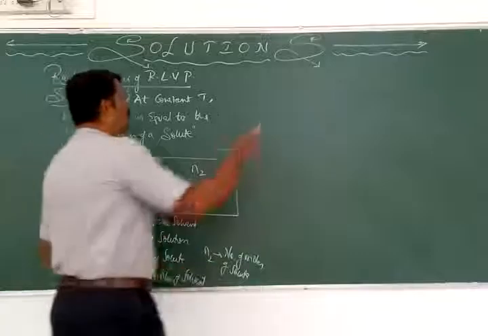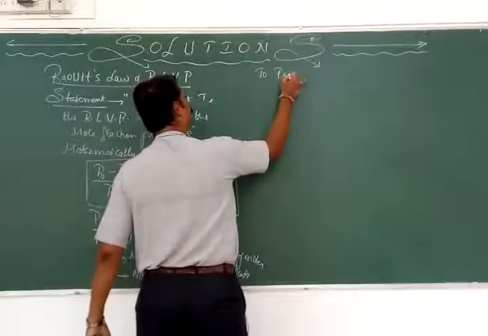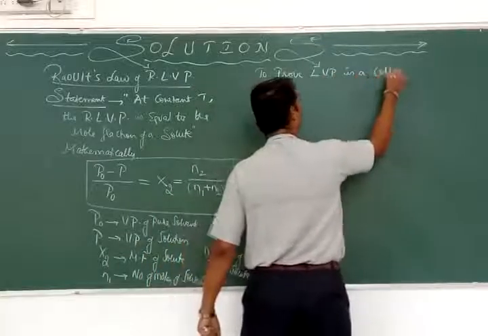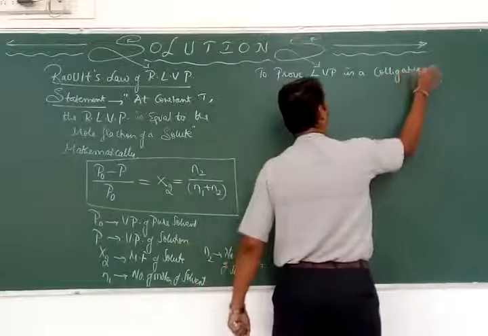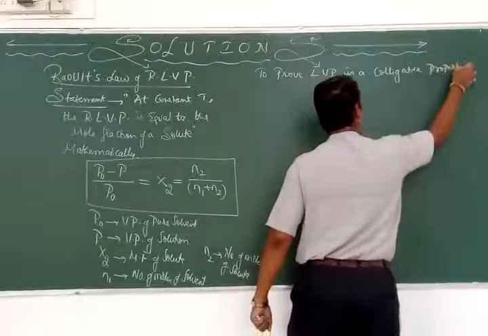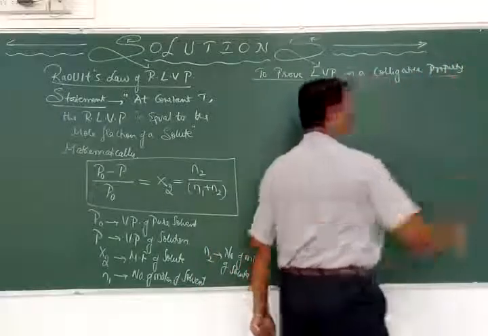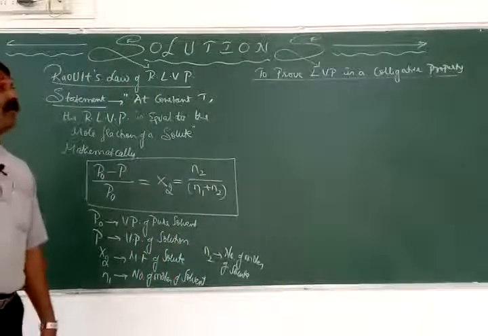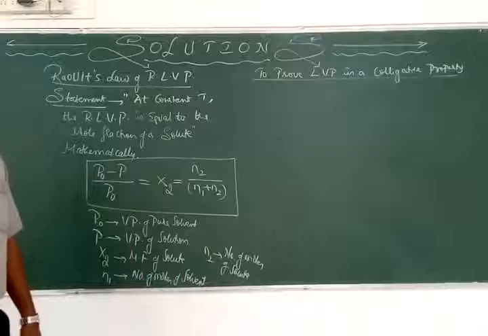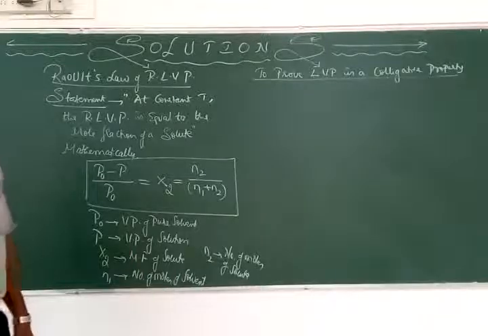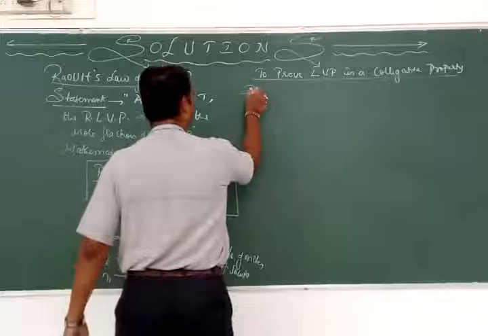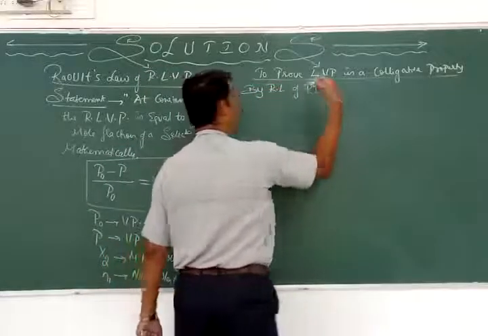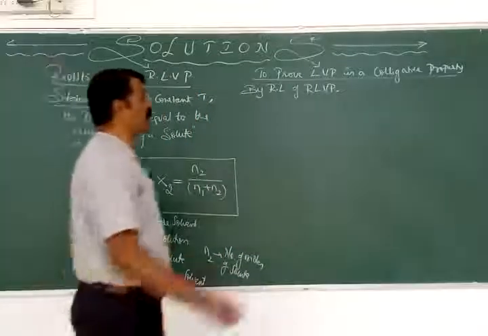Okay? To prove that lowering of vapor pressure is a colligative property, what do we have to prove? Lowering of vapor pressure is an example of a colligative property. How do we get the colligative property with respect to the lowering of vapor pressure? By using Raoult's law of RLVP.